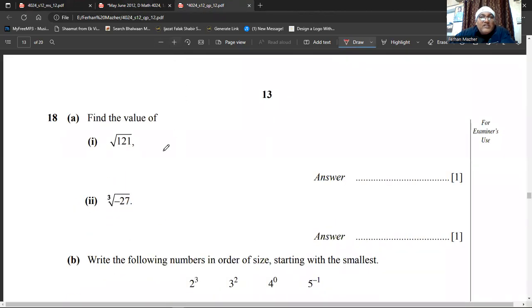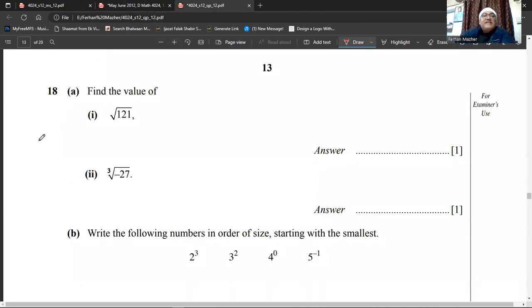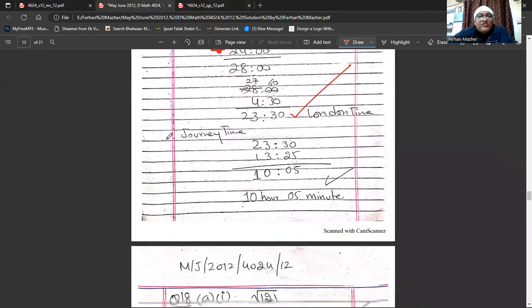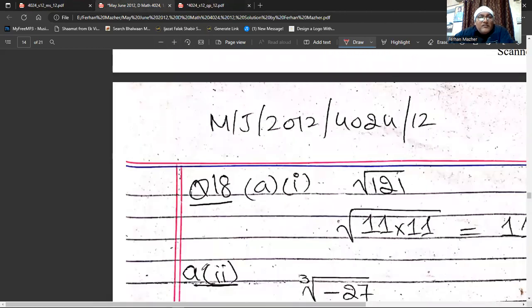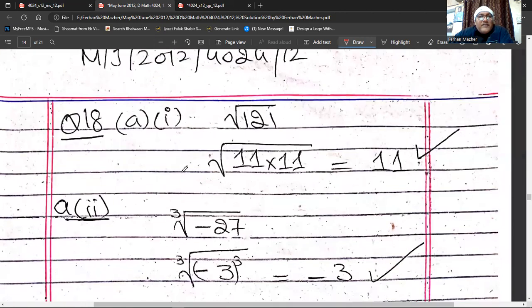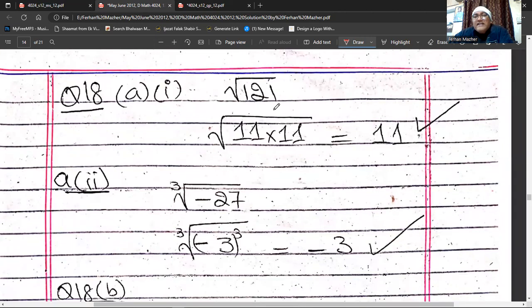So now we are going to the next question. That is question number 18. He says, find the value of the square root of 121. You know, 121 is basically 11 squared, so I can find its square root, very simple. Let me show you the solution. So 121 is 11 times 11. So the square root of it will be 11. So our answer is 11. 11 is the right answer, sir.